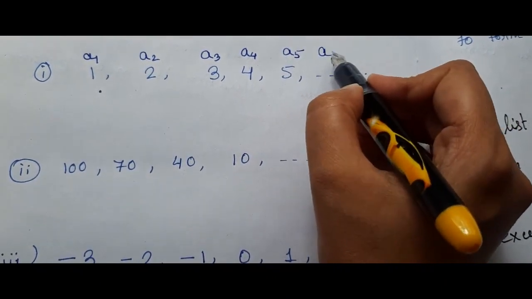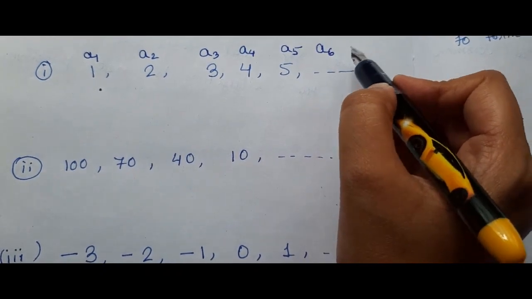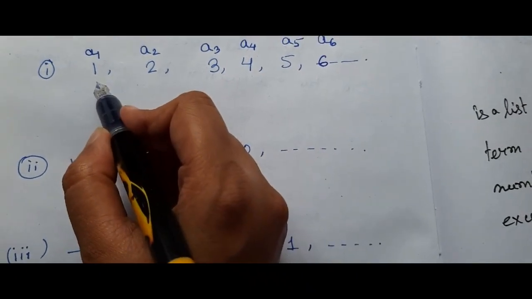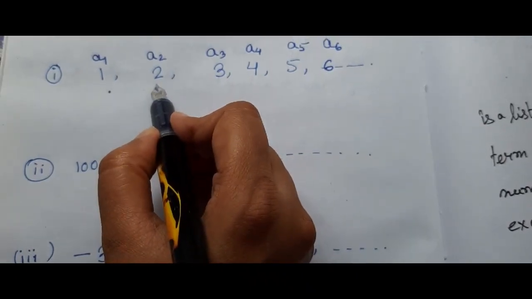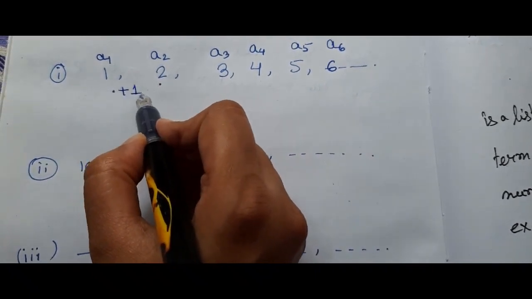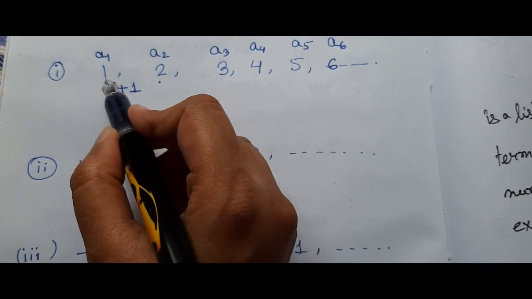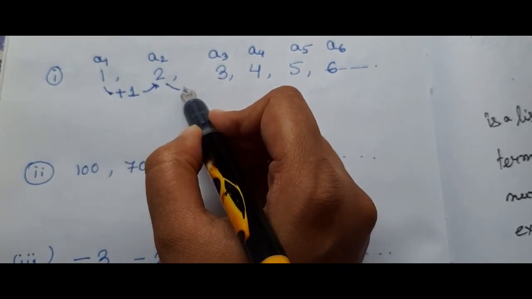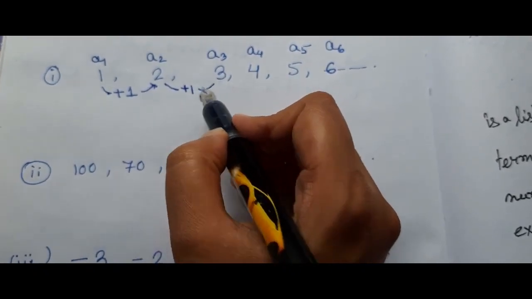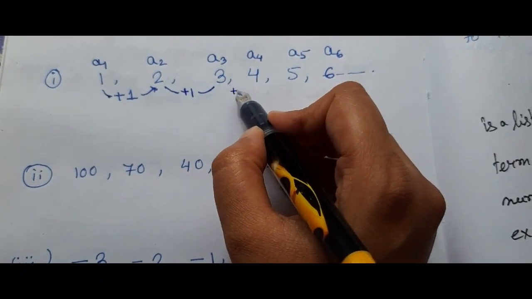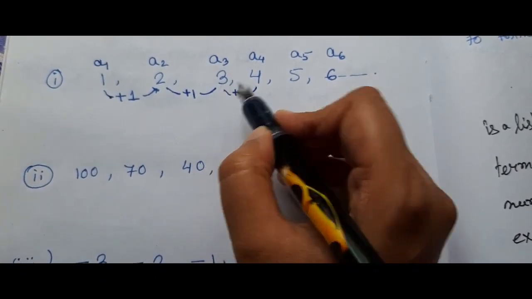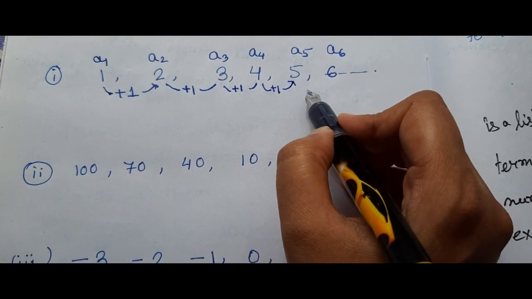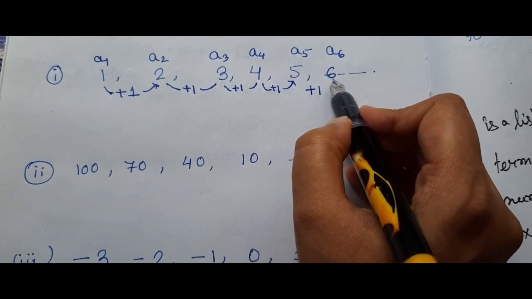Can you tell me what A6 will be? Obviously, it is a very simple question. A6 will be 6. Why? Look here, the first term was 1 and the second term was 2. That means if you add plus 1 to this number, you will get the second number. Again, if you add plus 1 to 2, you will get the third term. If you add plus 1 to the third term, you will get the fourth term. If you add plus 1 to the fourth term, you will get the fifth term. That means you have to add 1 here, so the sixth term is 6.